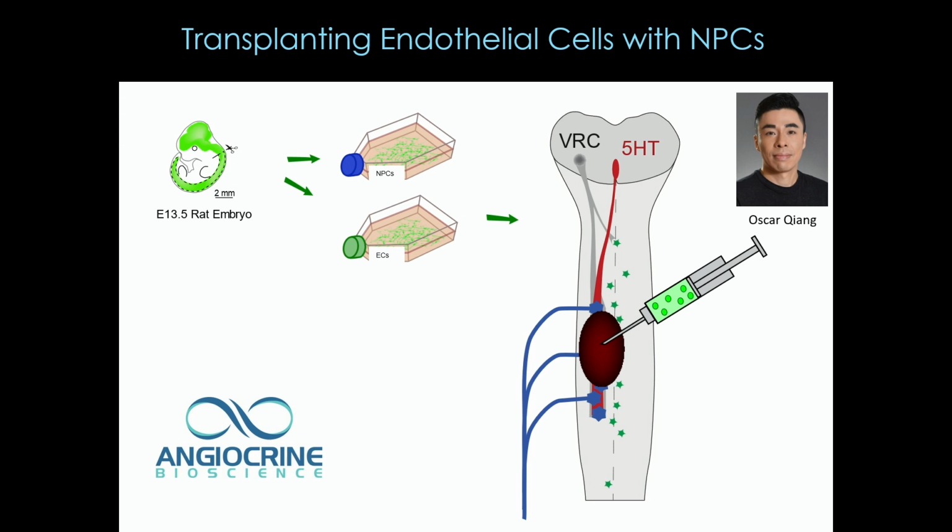And a reason we did this was because we found that if you isolate these cells and culture them, we have very clean populations of neuronal and glial progenitors, but we've lost the extracellular matrix, we lose endothelial cells and other populations of cells which could be important for repair.